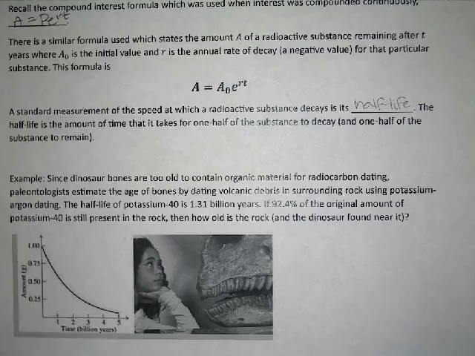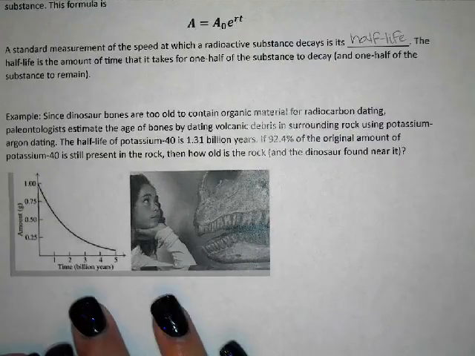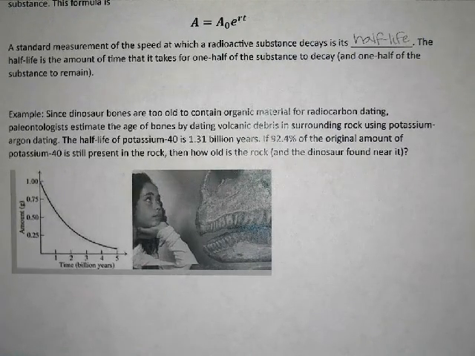All right, so here's an example. Since dinosaur bones are too old to contain organic material for radiocarbon dating, paleontologists estimate the age of bones by dating volcanic debris and surrounding rock using potassium-argon dating. The half-life of potassium-40 is 1.31 billion years. If 92.4% of the original amount of potassium-40 is still present in the rock, then how old is the rock? And then as a result, how old is the dinosaur that is found near the rock?